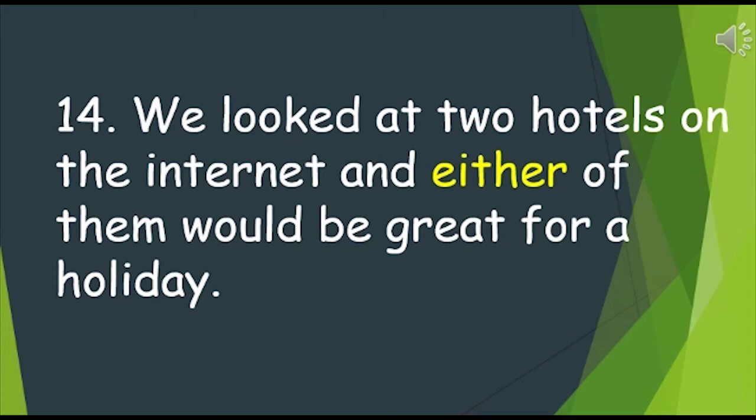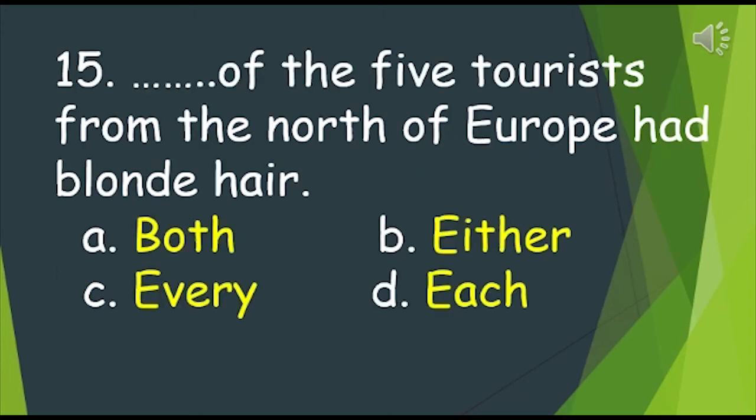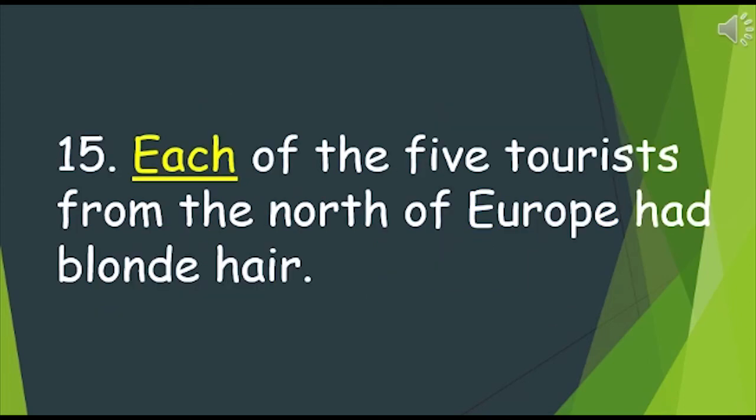Space of the 5 tourists from the north of Europe had blonde hair. Both, either, every, each. Each of the 5 tourists from the north of Europe had blonde hair. كل واحد بين 5 سياح اللي جاي من شمال أوروبا had blonde hair لديهم شعر أشقر. هنا كل واحد من الأفراد الخمسة.